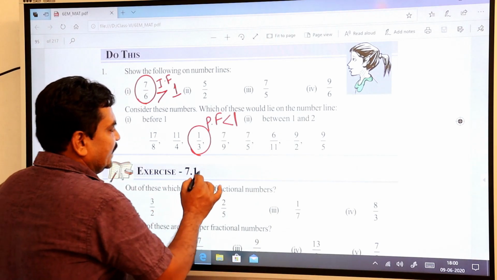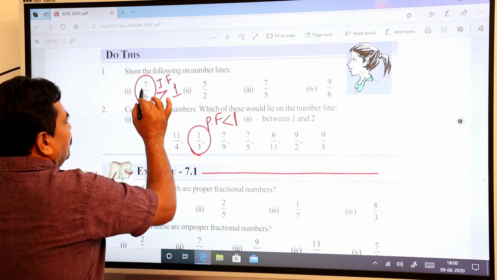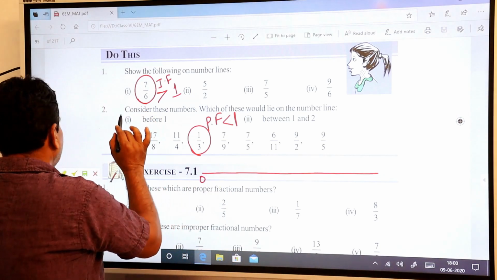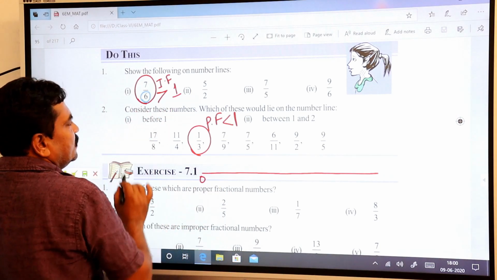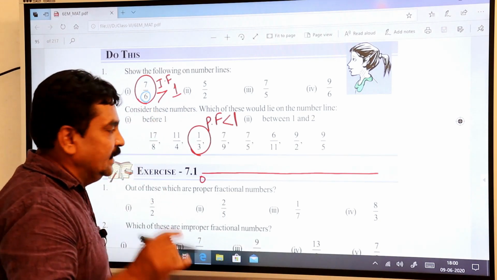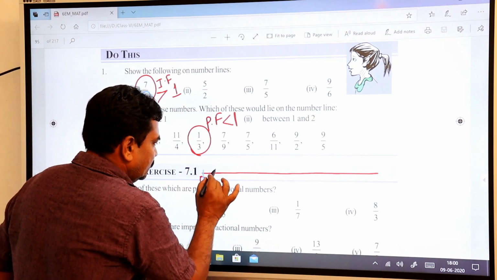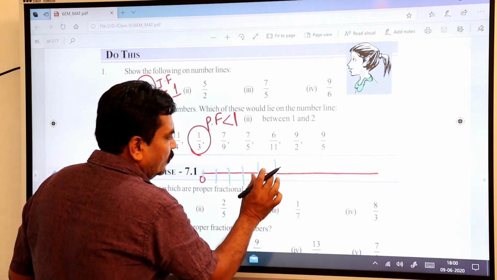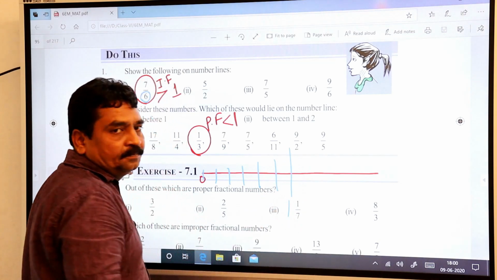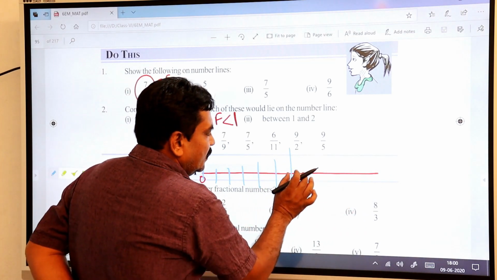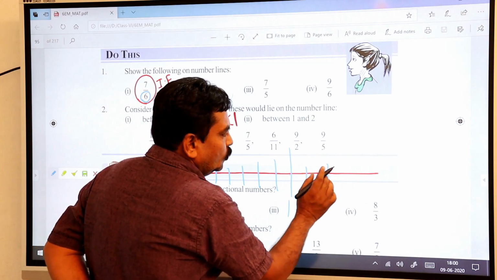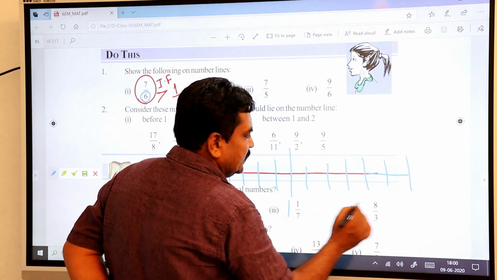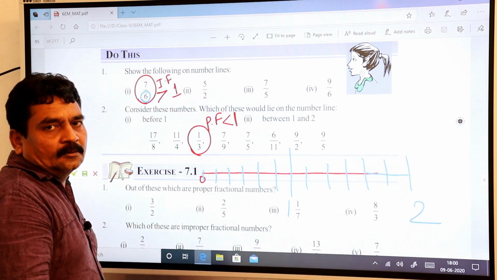Let's see. I'll take a scale here. Let me check 7 by 6. Example, this is 0. How many partitions do I have to make? I have to make 6 partitions because the denominator is 6 here. I'll make it, this is 1, 2, 3, 4, 5, this is 6. This is 1. And again I'll make 6. 1, 2, 3, 4, 5 and 6. This is 2. Okay.